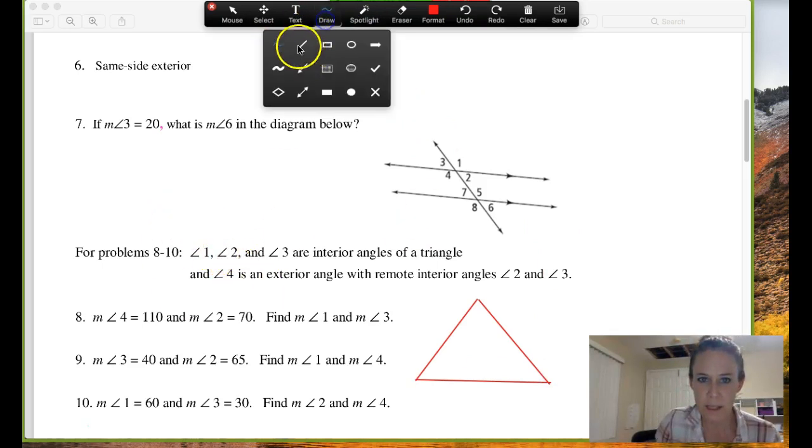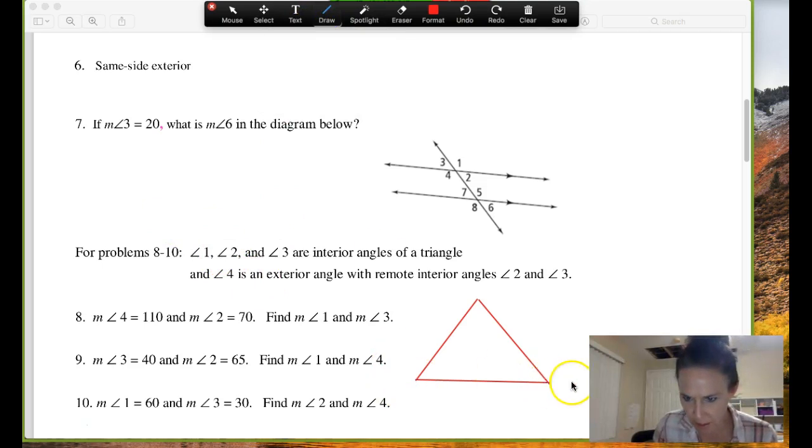And then we want an exterior angle. So, I mean, any of these could be exteriors. Let's draw a triangle according to what this says. There's different ways to draw this. 1, 2, and 3 are interior angles. 4 is an exterior angle, so let's make this be our exterior angle right here, angle 4.